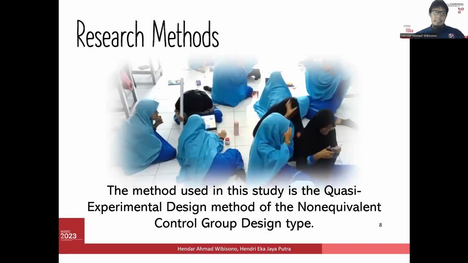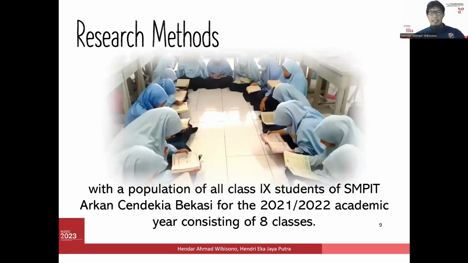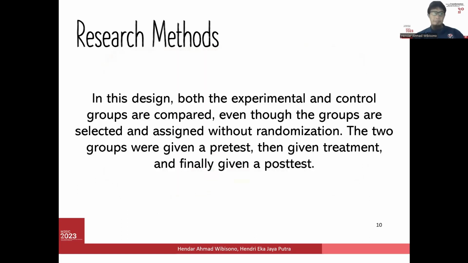And the method used in this study is a quasi-experimental design, the non-equivalent control group design type. And the population is all of the 9th grade students, the final grade in junior high school, Arkan Cendikia Bekasi for the 2021 and 2022 academic year, consisting of 8 classes.